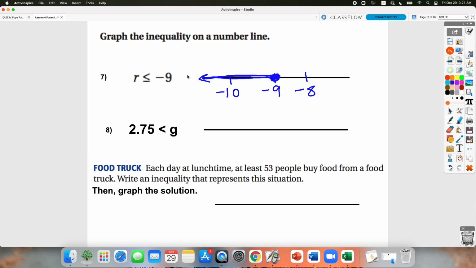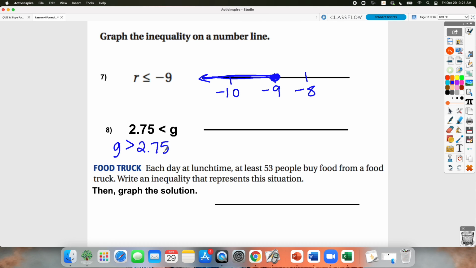All right, 2.75 is less than g. All right, River, before you started graphing, what did you do to that inequality? I turned it the other way. Absolutely. So how do we rephrase it to where that g comes first? You switch the less than to a greater than, and you put the 2.75 on the other side. Absolutely. So g is going to be greater than 2.75.